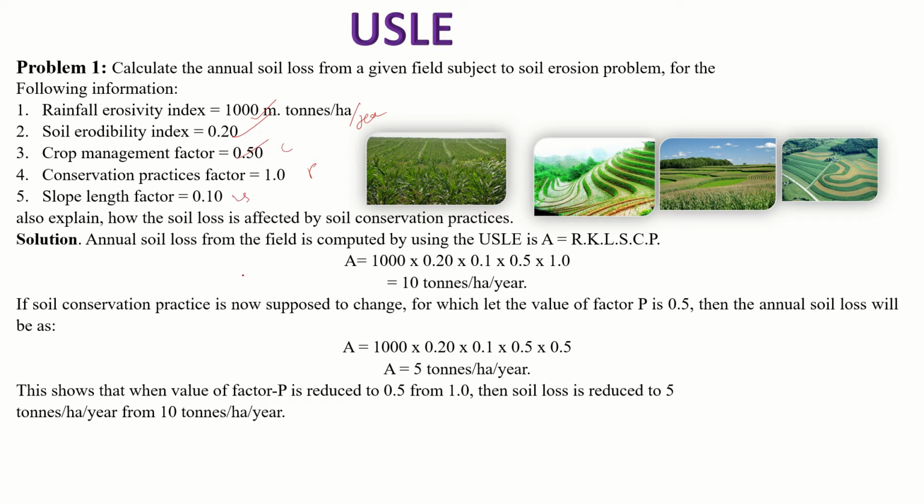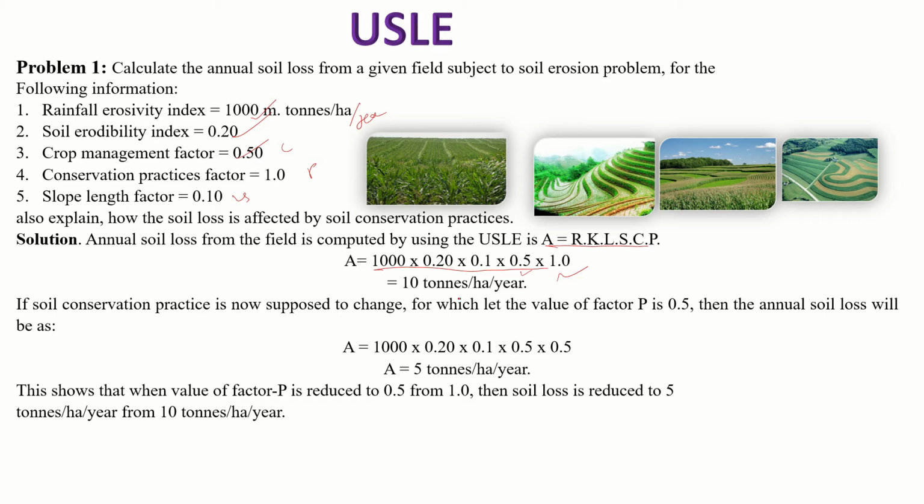We know the universal soil loss equation: A is equal to R K LS C P. Substitute all the values. R is equal to 1000, K is 0.2, LS is equal to 0.10, the crop factor C is equal to 0.5, and the conservation practice factor P is 1.